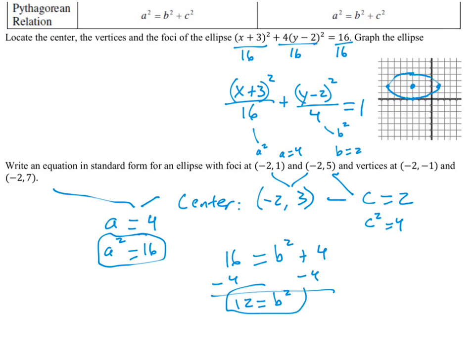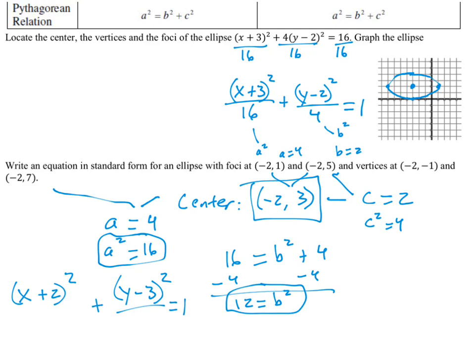So you're going to take these 3 bits of information, and you're going to put them in the equation. You're going to do x minus the x value of your center, which is -2. So x minus -2, which is going to be x plus 2 squared. And then we're going to have y minus the y value of our center, which is 3 squared. It's going to equal 1. And then you have to figure out what goes in the denominators here.